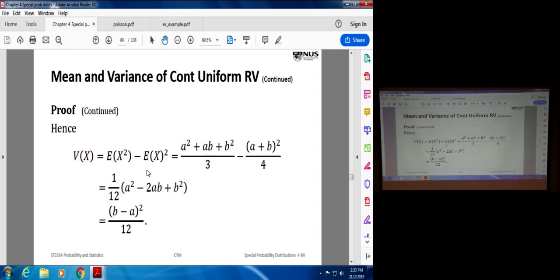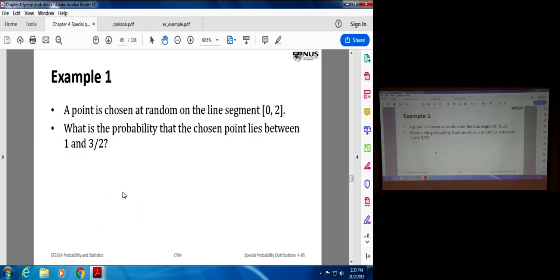So the variance of the random variable x is the expectation of the square minus the square of the expectation. This is the expectation of the square, which is what we just computed. This is the square of the expectation. Then it's just simple algebra. If you do the simple algebra, you'll get 1 over 12 times a squared minus 2ab plus b squared, which is b minus a all squared over 12. This is algebra, it shouldn't be too difficult.